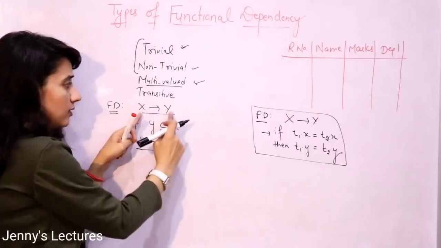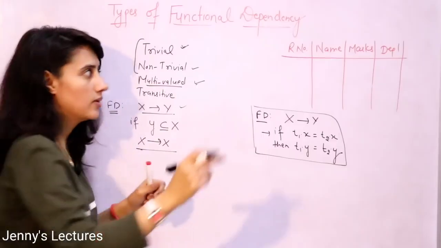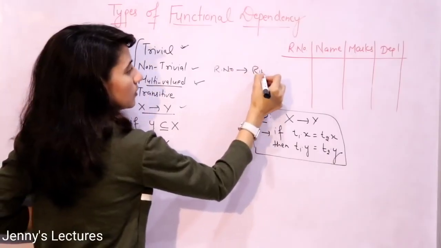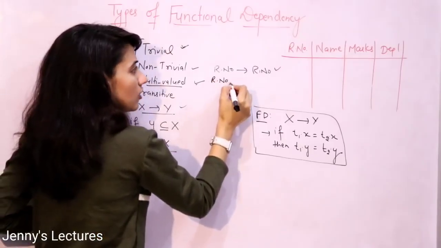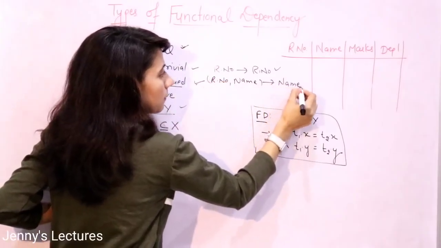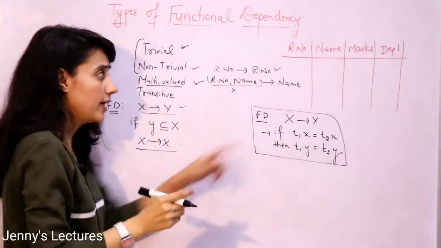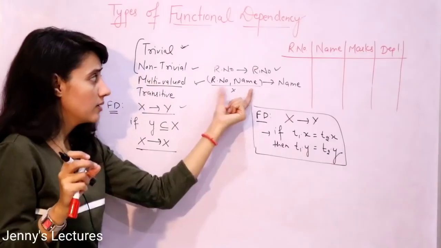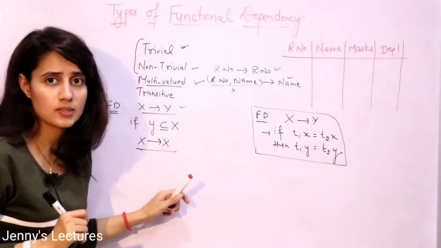Or you can say this is also a trivial functional dependency if this Y is subset of X, right? For example, here I am taking roll number determines roll number. This is also a trivial functional dependency. And roll number, name determines name. See here, this is Y, this complete is X. Now this Y is subset of X. In Y I have only one attribute, that is name, and that attribute is present in this set, that is here. So Y is subset of X, it means this is also a trivial functional dependency.